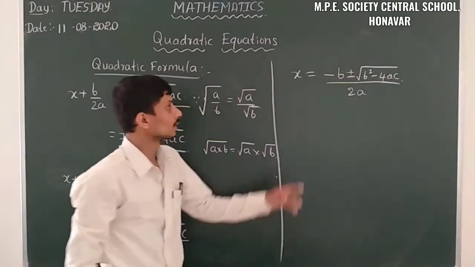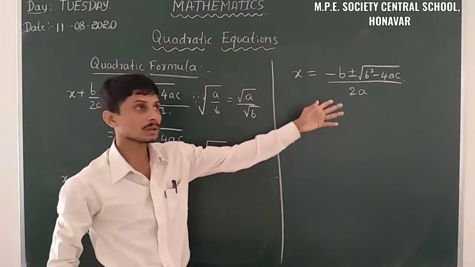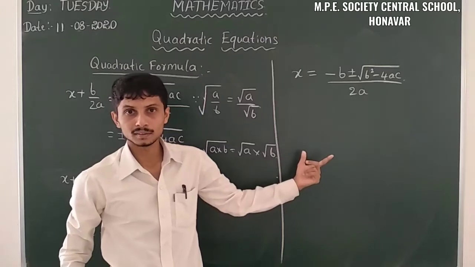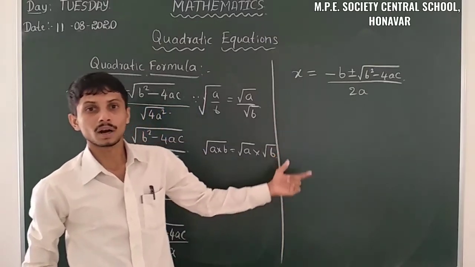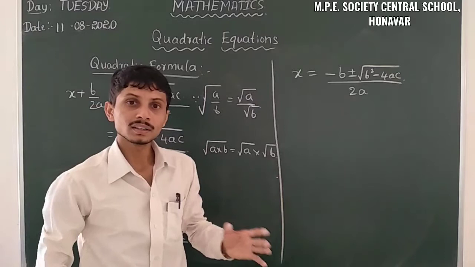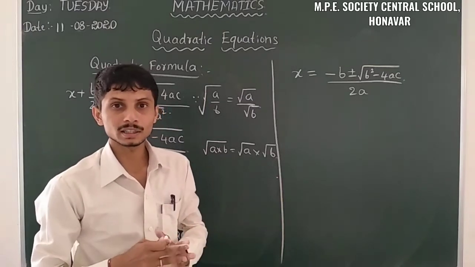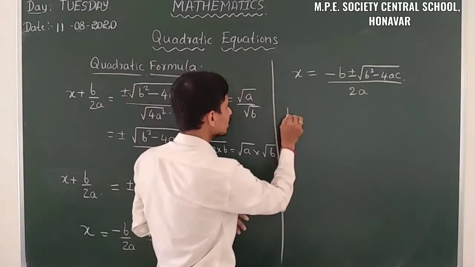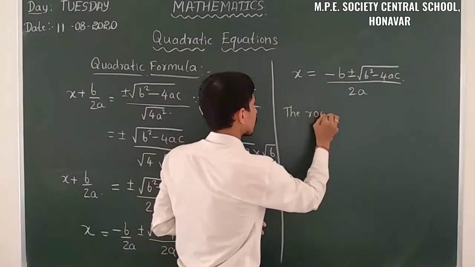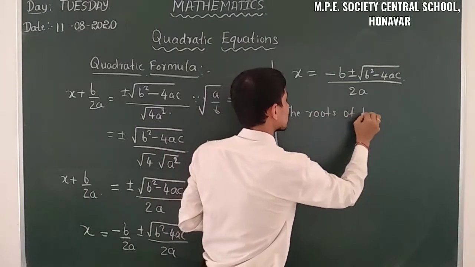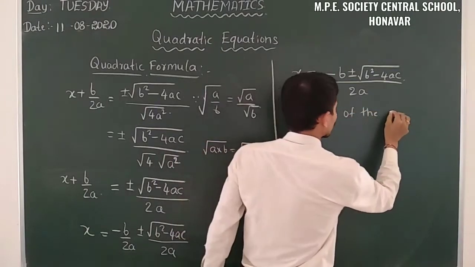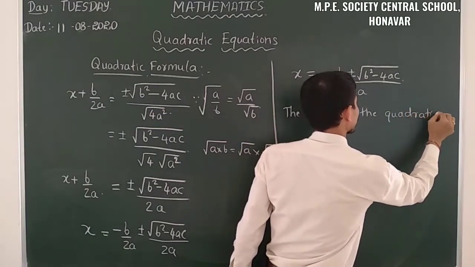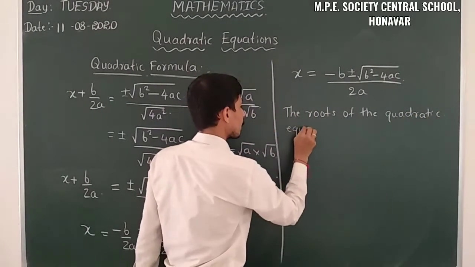That means x is equal to minus b plus or minus square root of b square minus 4ac divided by 2a, which is the quadratic formula for finding the roots of the quadratic equation. So what are the roots here? The roots of the quadratic equation.